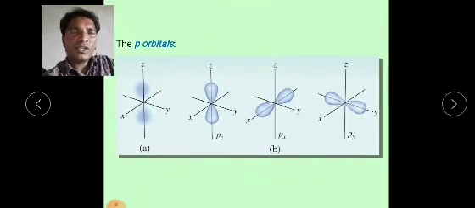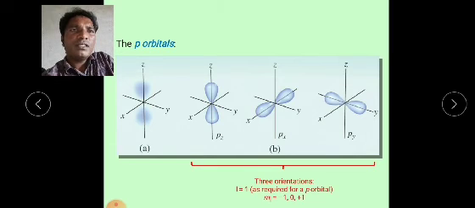So this is the p orbital. The p orbital can be classified into three orbitals. They are pz, px and py. That is, the p orbital shows three possible orientations, which are -1, 0 and +1.